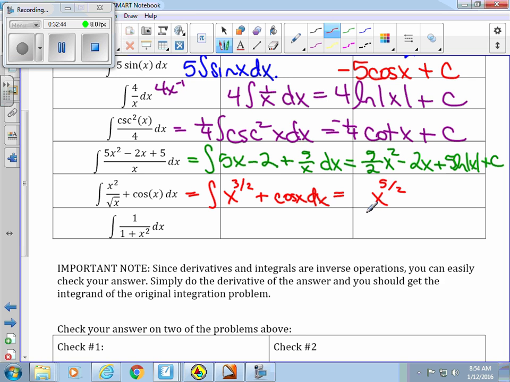What's the same as dividing by 5 halves? Multiplying by 2/5. Would that make sense? Would the 5 halves and the 2/5 cancel when I did the derivative? Would I get x to the 3 halves when I subtracted 1? See how I'm checking by doing a derivative in my head, especially while I'm new at this?